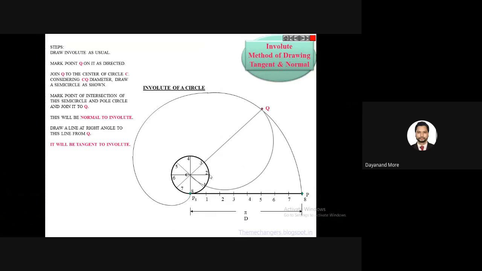That semicircle intersects the main circle at somewhere around point 1. From that intersection point, draw a line which passes through point Q. That line is called the normal to the curve. Now, draw a line perpendicular to that normal, and that line is called the tangent. I hope you understood how to construct the involute and how to construct the tangent and normal to the curve.